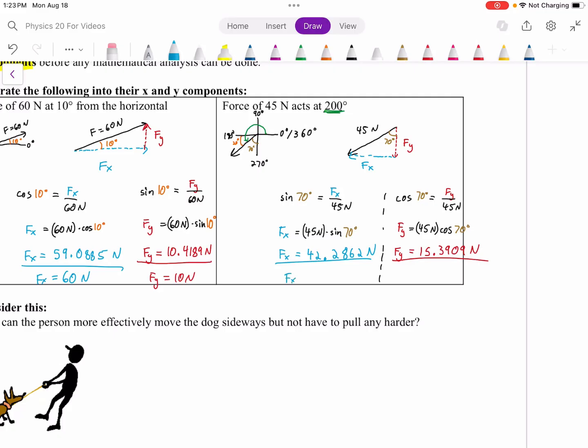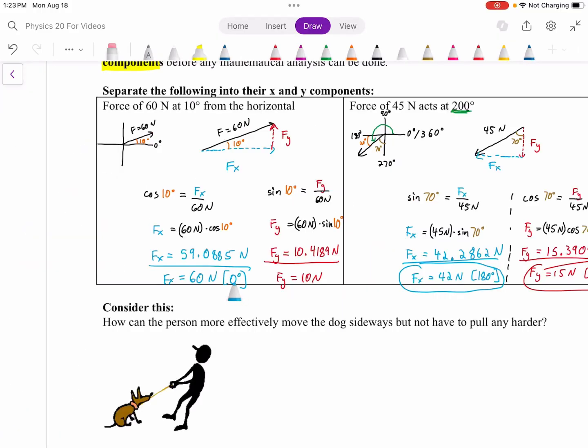The x component to 2 sig digs would be 42 newtons. And what's the direction of the x component? Well, 180, right? It's purely to the left. That's the horizontalness of our force. And for the y component here, it's towards the bottom of the page, right? That's our 270. So 15 newtons at an angle of 270 degrees for the y component.